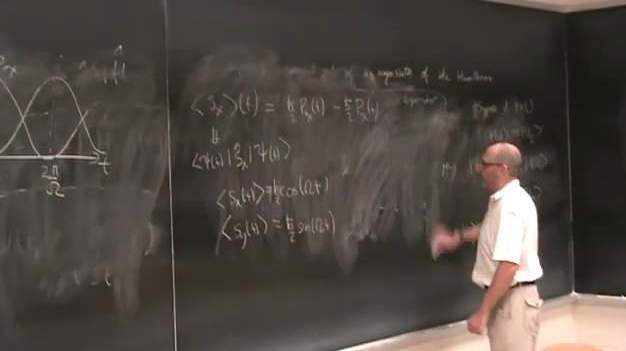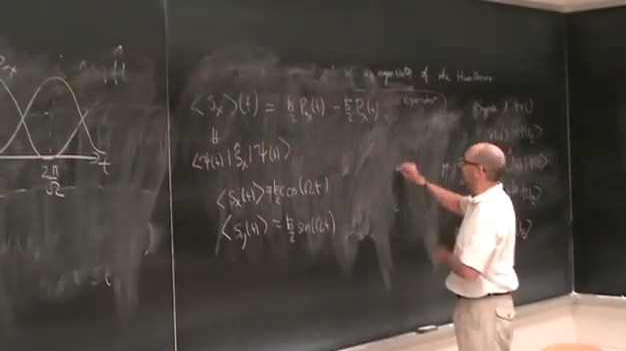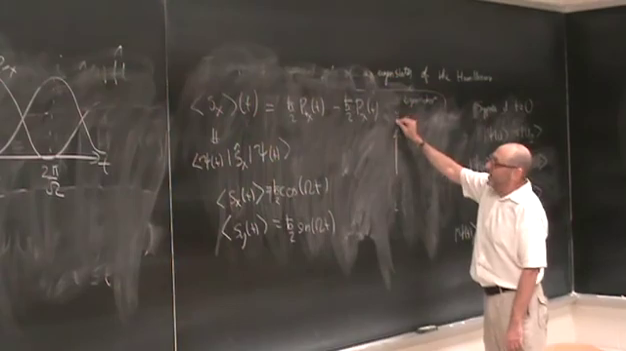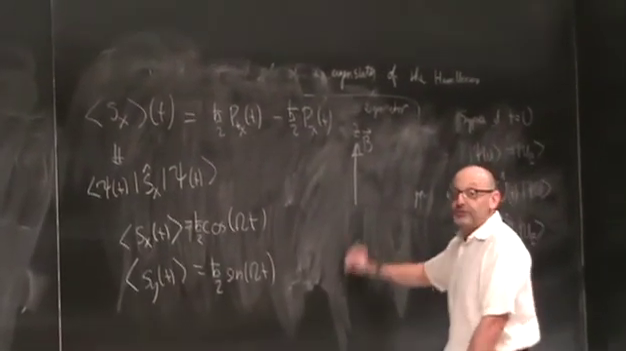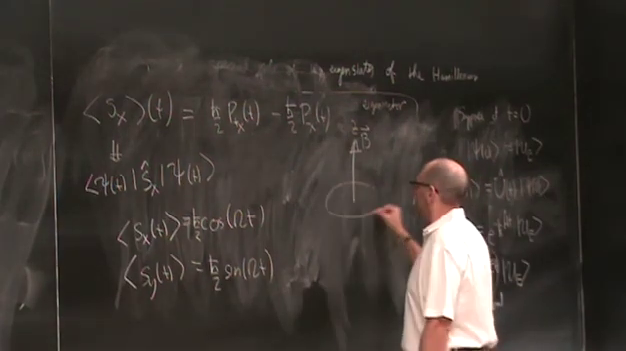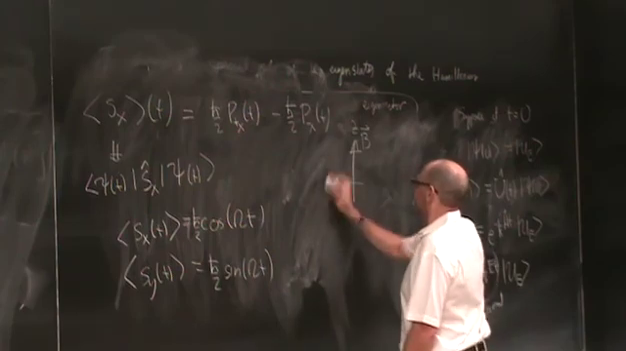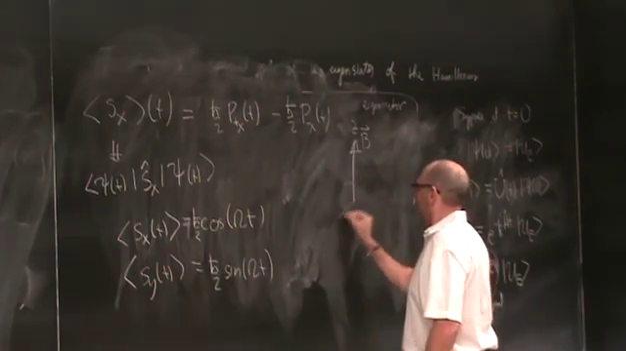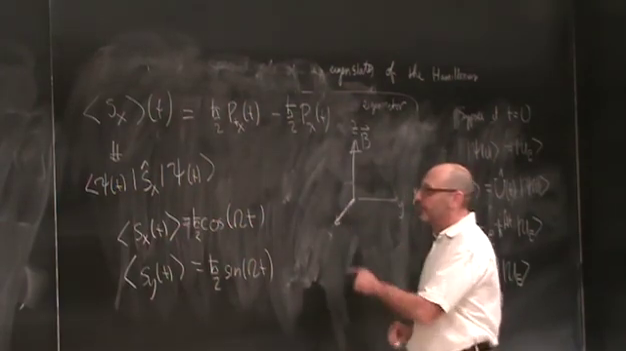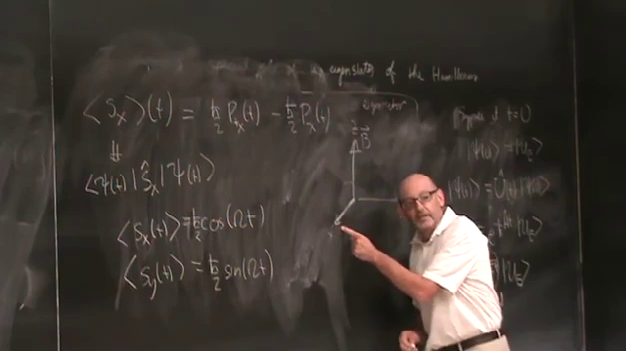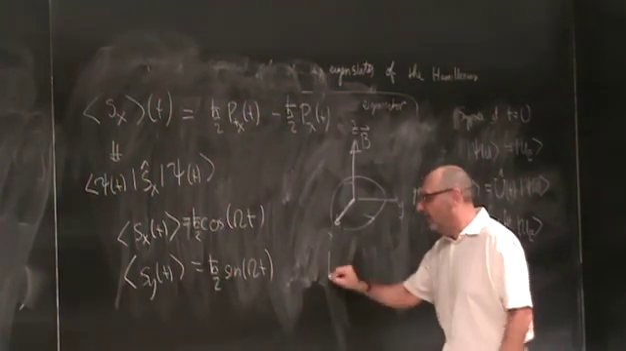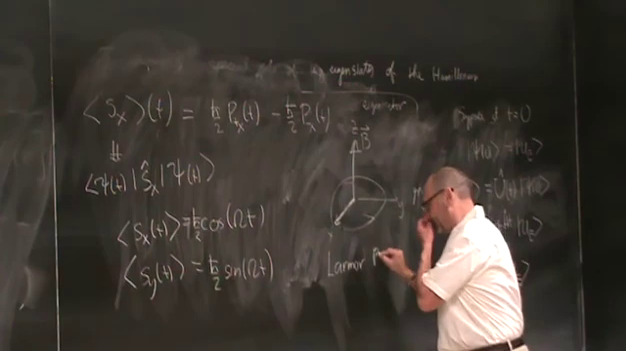So what's happening in this problem is exactly what Zeke suggested. Here's the z, here's the magnetic field in the z direction. We started the spin along the x-axis. This is the x-axis, this is the y-axis. We started the spin here. At time t equals 0, the expected value was here. At later times, it's here. And it's precessing. This is what we call Larmor precession.